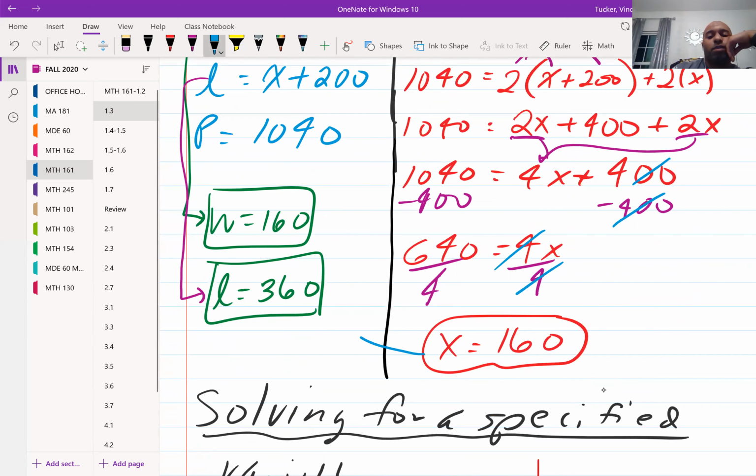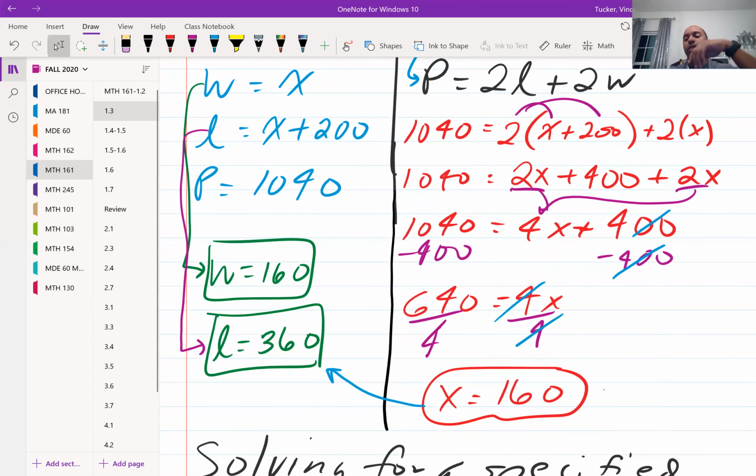And so to finish it off, you go back to what you established W and L to be. We know that W is going to be X for us, so that means W is 160. And then as far as L is concerned, you add 200 to X, and that was 360.